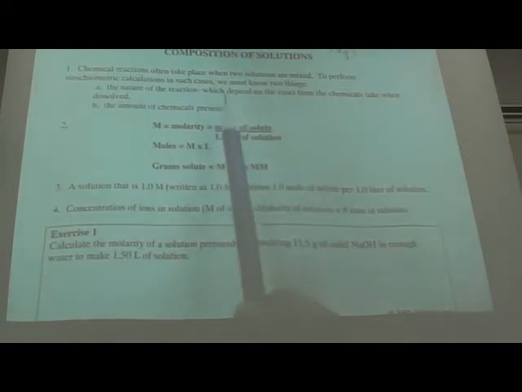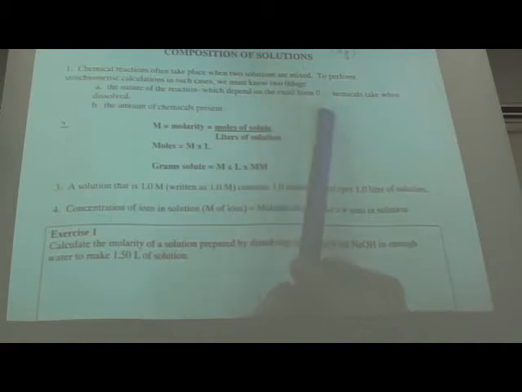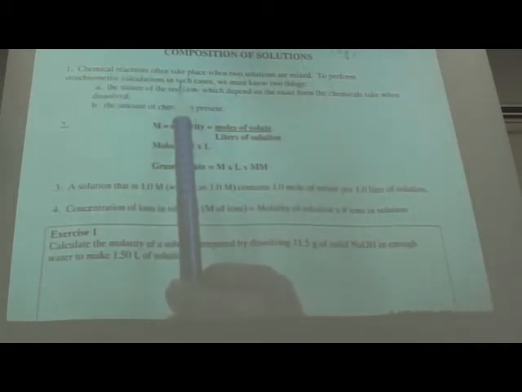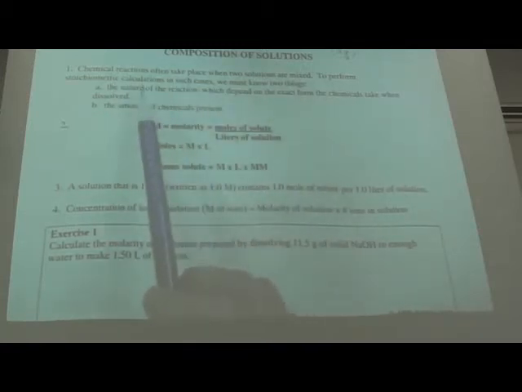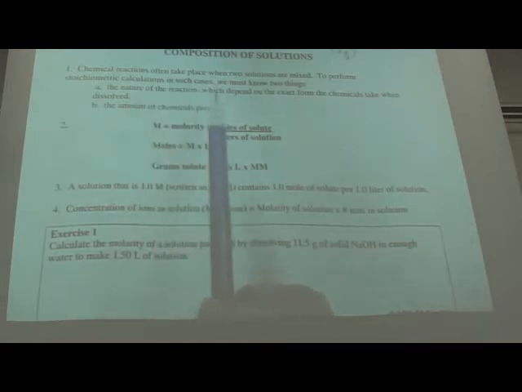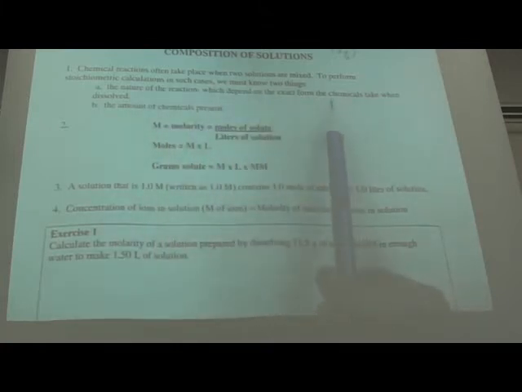All right, chemical reactions are far more effective when they're done in solutions because it's easy to get the reactants to say hello to each other. So a lot of chemistry is done using solutions. When chemical reactions take place, two solutions are mixed. To perform calculations, which we are going to do, we must know two things: the nature of the reactions, which depends on the exact forms that chemicals take when they're dissolved, and the amount of chemicals present.